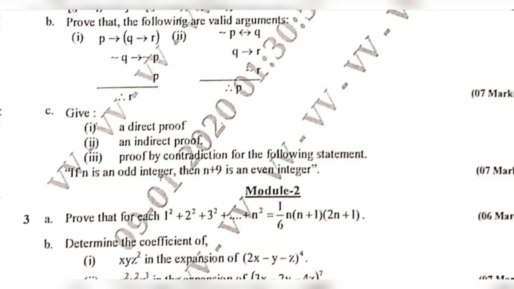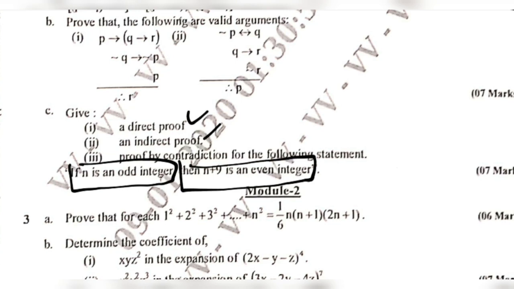Coming to the C part, we have to give a direct proof, indirect proof, and proof by contradiction for the statement: if n is an odd integer, then n plus 9 is an even integer. So in this question we will be taking two statements, this as p and this as q.